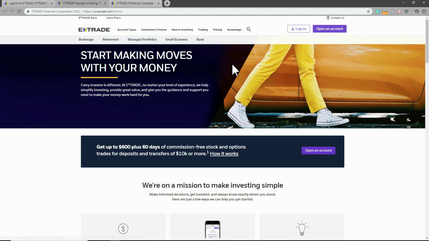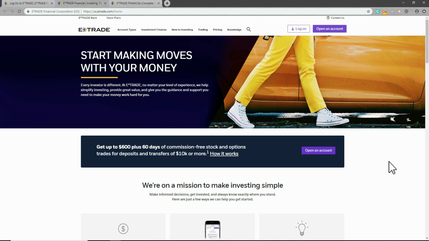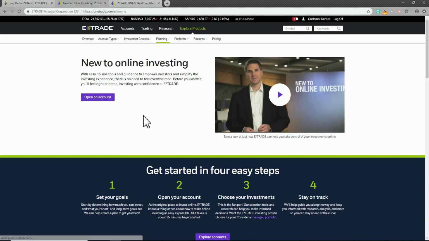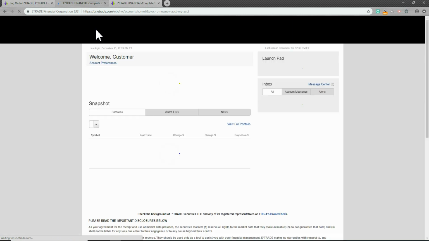And so here, I always like to start with their homepage, kind of get some information on them. Here you can see tabs at the top. They have things for if you're new to investing. If you click on that, it'll take you to a page where they just talk to you about investing and planning, in four steps. So it's fairly simple with the way that they have things set up.